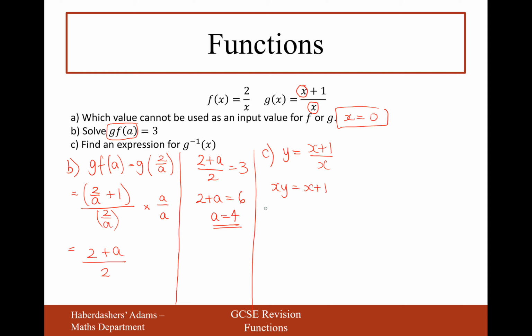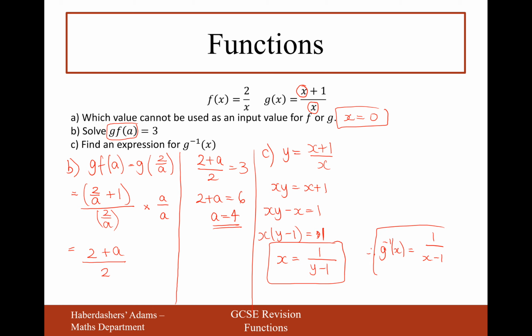Now we need to group all the x's together, so it's xy minus x equals 1. And now we do the factorising step to turn two x's into a single x. Then we divide by what's inside the bracket. And there we are. We've created now a formula where we've got x on one side, everything else on the other side. So therefore the answer to this question is g inverse x equals 1 over x minus 1. And there we are. That's the answer to this question.